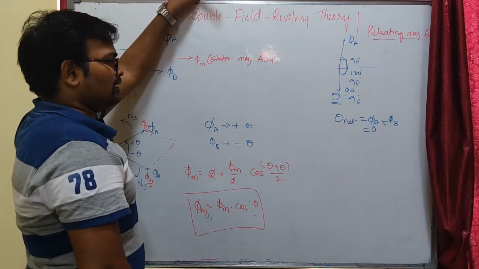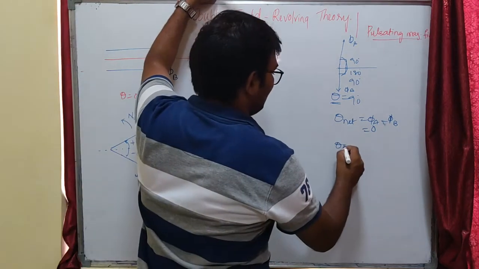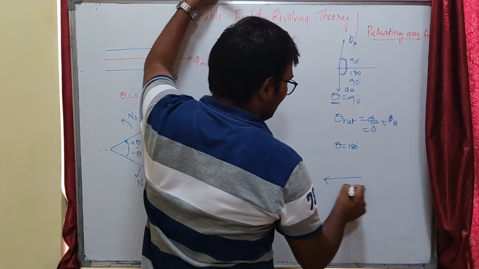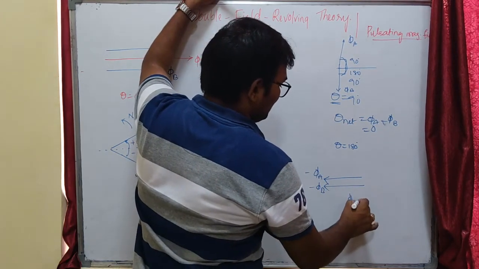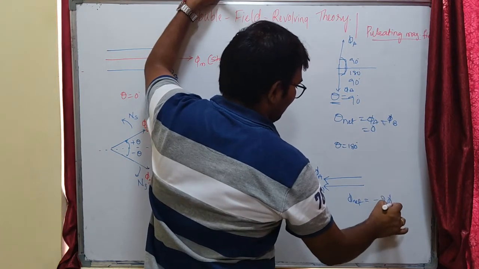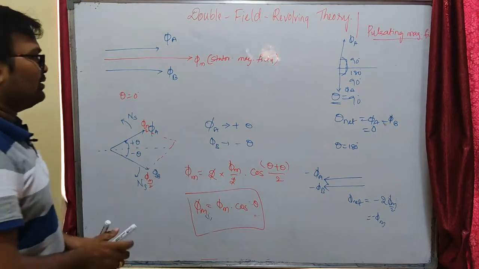So let us try to understand theta equal to 180. What is happening at theta equal to 180? They will again meet in reverse direction. Here this is minus phi A, this is minus phi B. The net flux will be minus 2 times phi m by 2. That will be minus phi m. Okay, they are in the same direction but having a negative magnitude.